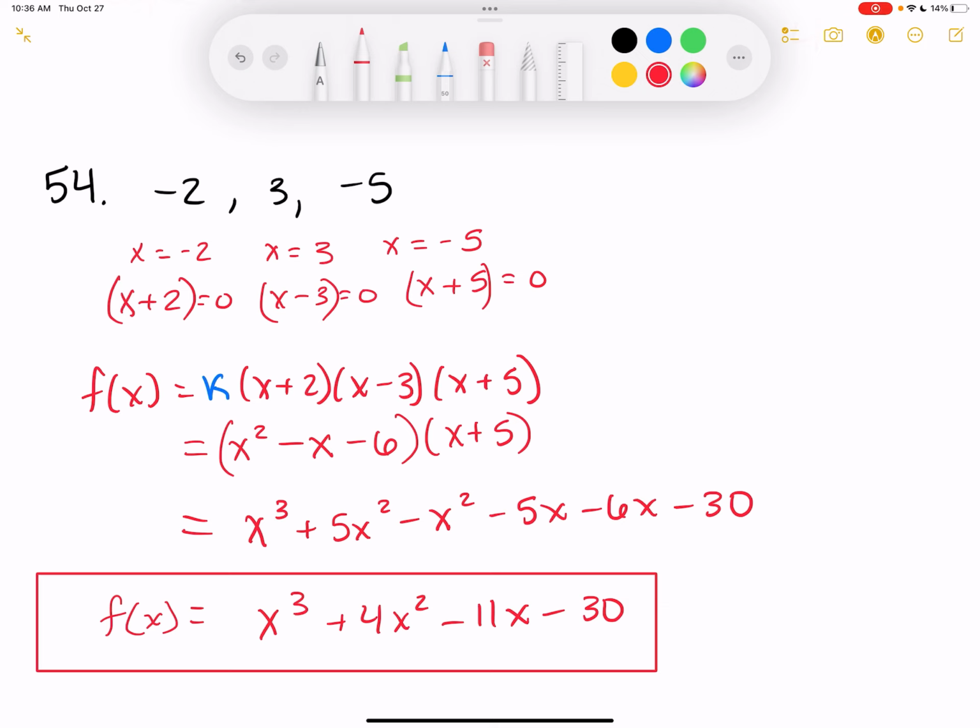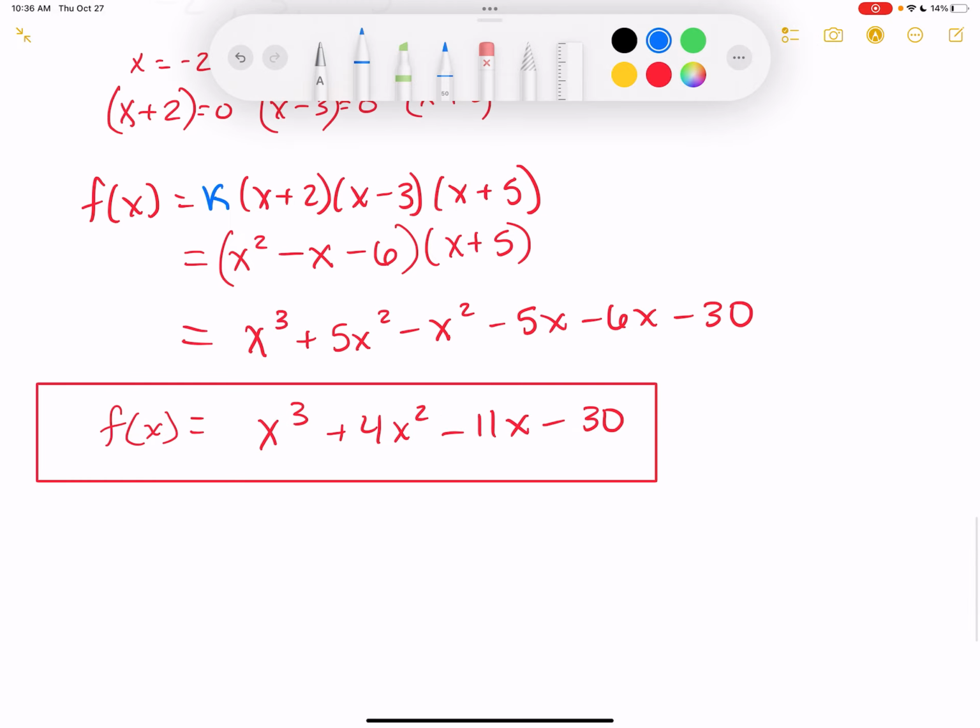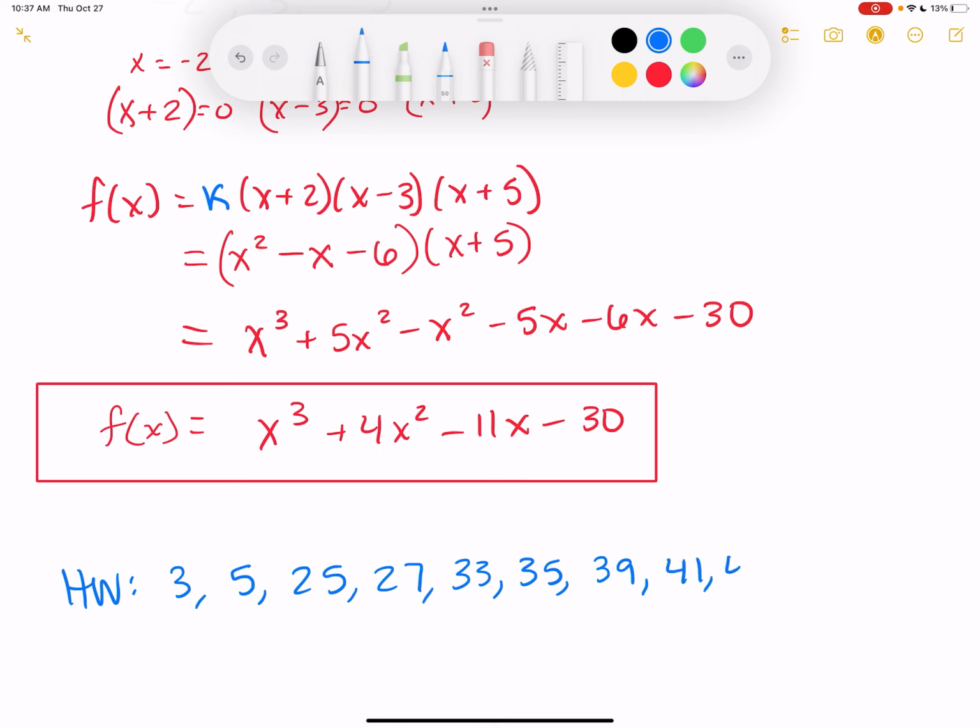Any questions about any of these ones? Okay. So, here, I'll give you the problems and then I'll tell you what I think we're going to do. 3, 5, 25, 27, 33, 35, 39, 41, 49, and 53.